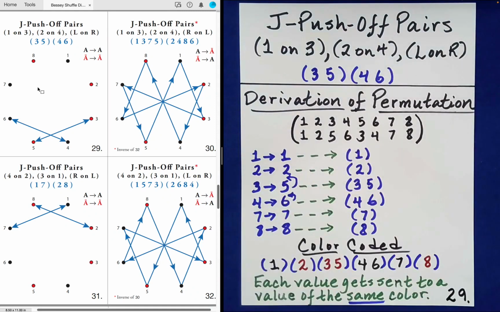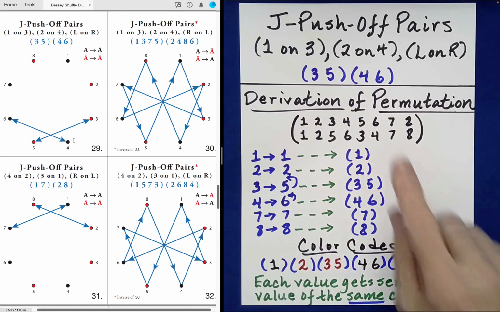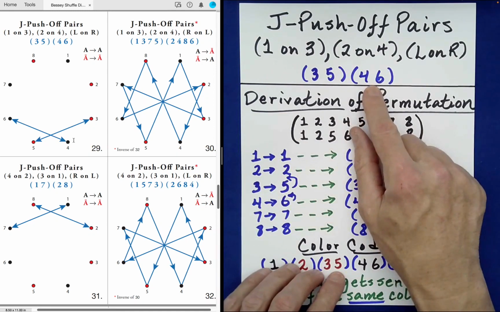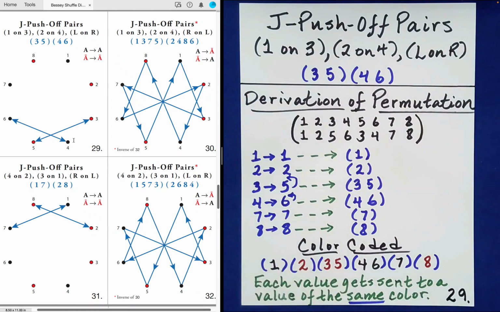Turning to our shuffle diagram, on the left, top row, we find the following. We have these 4 fixed points, 1, 2, 7, 8, and then we have these double arrow lines between 3 and 5, and also between 4 and 6. So that is the Bessey shuffle diagram for this particular shuffle. And we can see that this shuffle has order 2 because it's a product of transpositions. That means if we perform this shuffle twice, we return the packet to its original order.